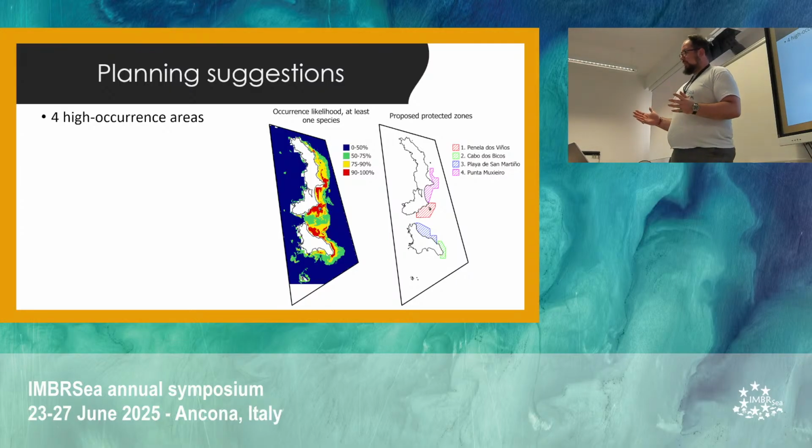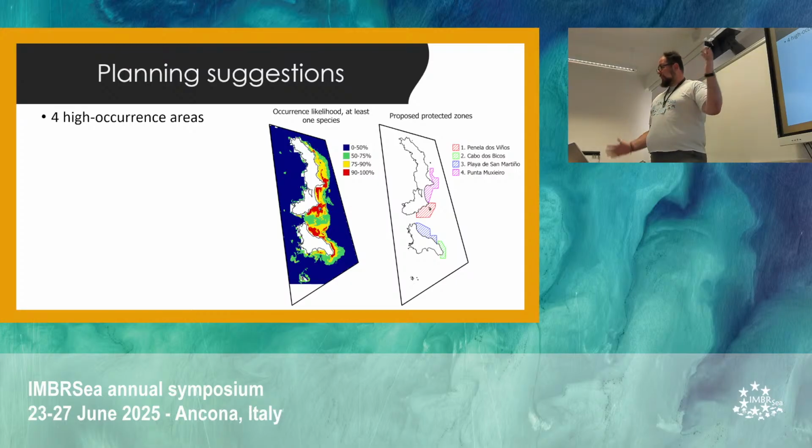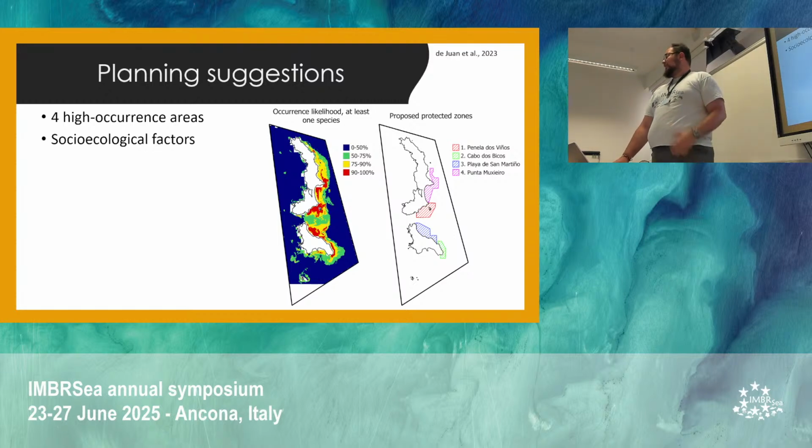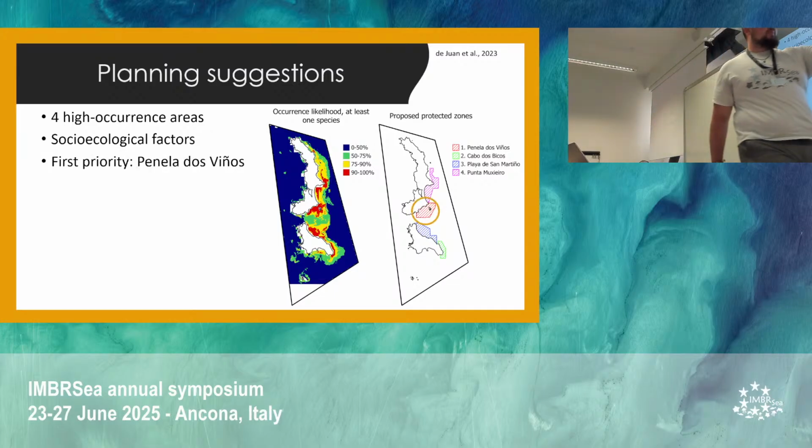Now, if this was it, I would just say, well, let's put all four under a no-take regime, but it's not that simple because there are people here. There is, again, quite a lot of stakeholder use for these islands. We have to make socio-ecological considerations to prioritize between these areas. And based on these, I suggest that this area here, Vinos Island, should be prioritized for conservation.